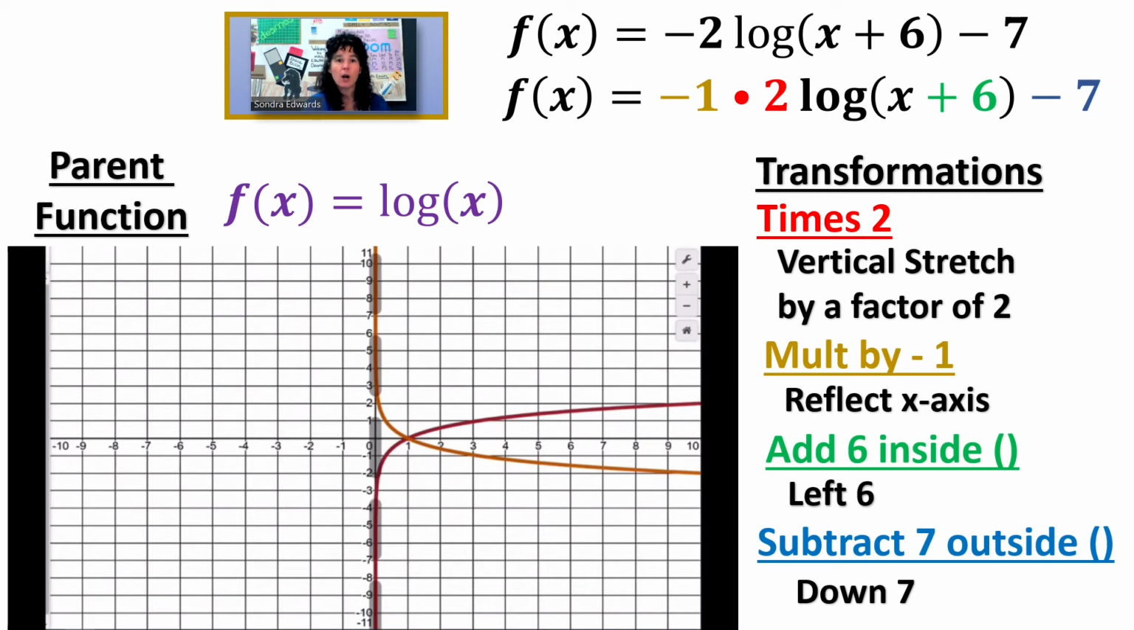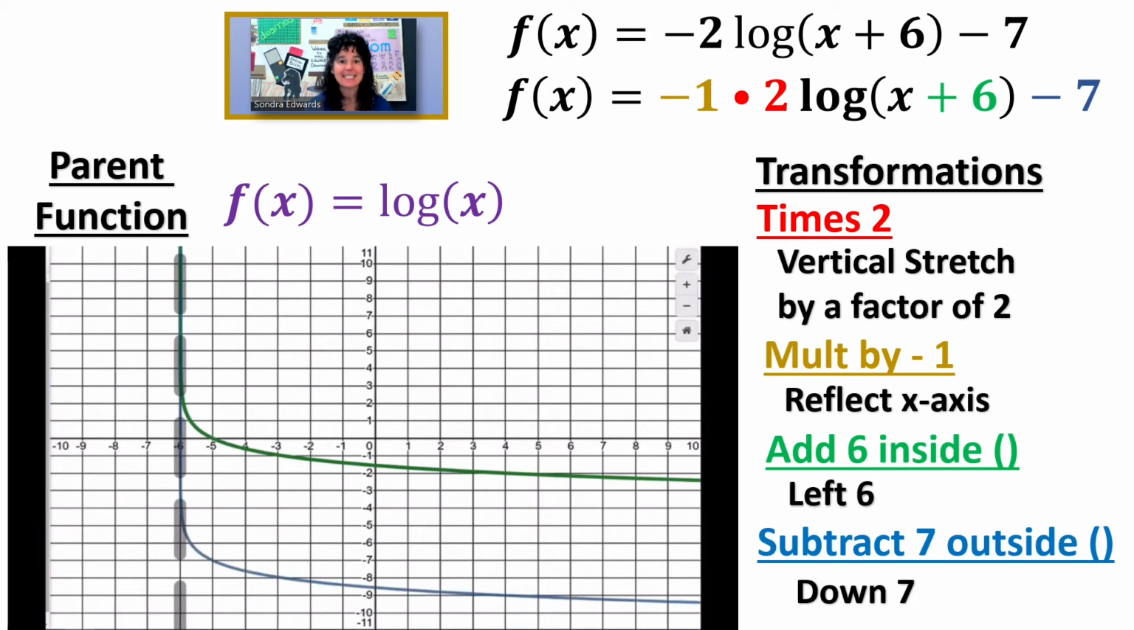Then multiply by -1, reflected across the x-axis. It did not change the location of the asymptote. Okay, then adding 6, we're going to drag everything left 6, and that does change the location of the asymptote. So instead of being the y-axis, it's now back at -6. And so now we next want to grab everything here and drag it down 7. And there is our final graph of -2 log of x plus 6 minus 7. Okay, there's our final graph.